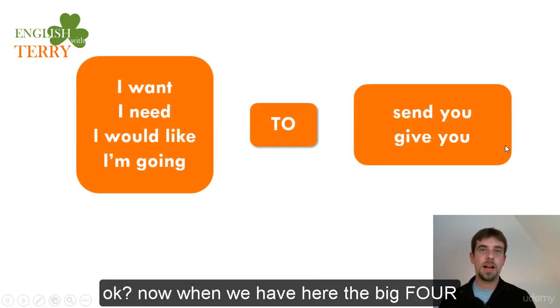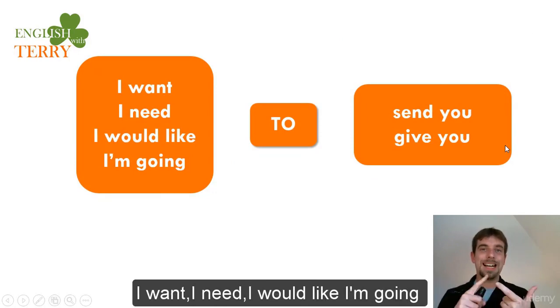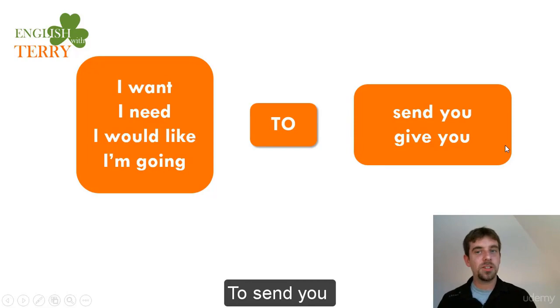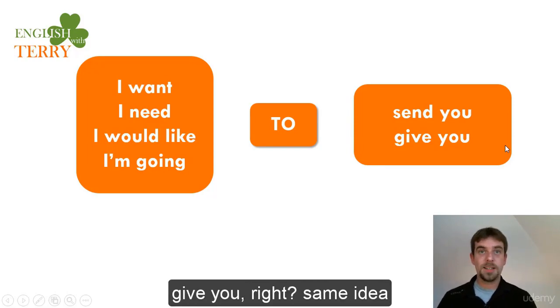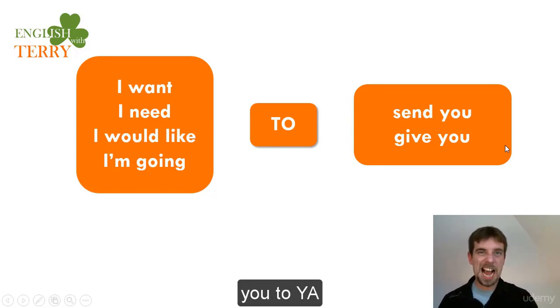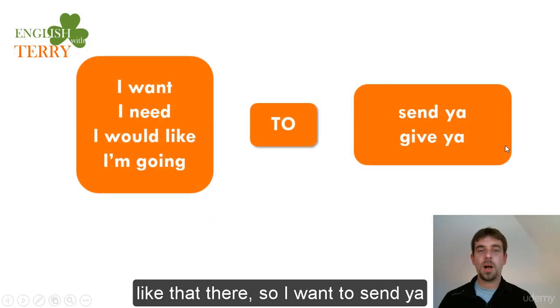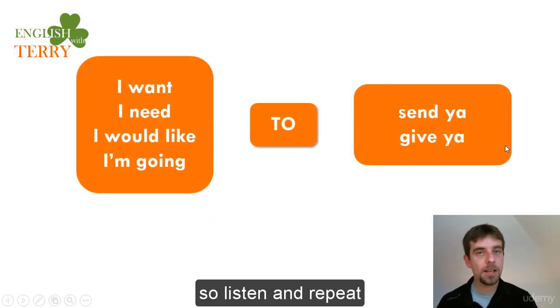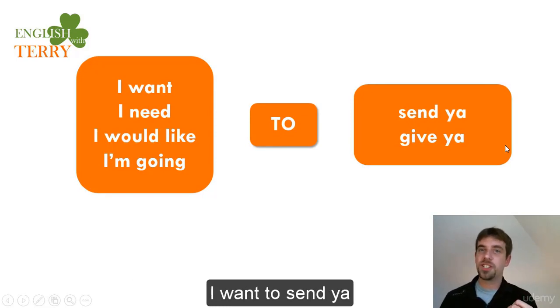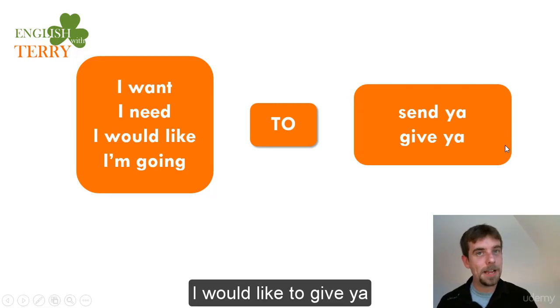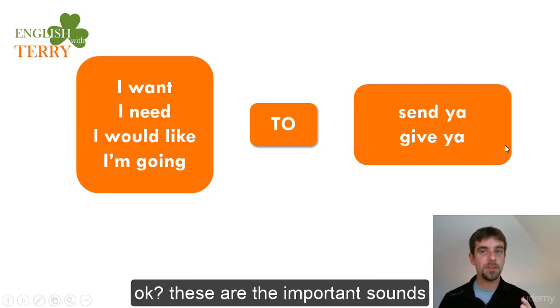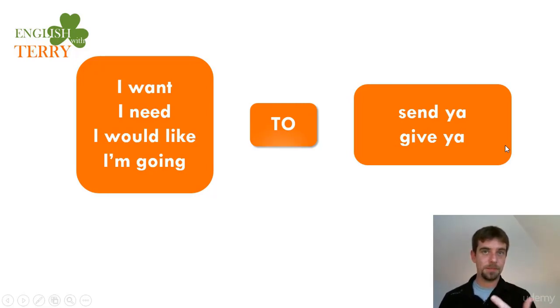Now, when we have here the big four, I want, I need, I would like, I'm going to, send you, give you, right? Same idea of you to ya. So I want to send ya. I want to give ya. So listen and repeat. I want to send ya. I need to give ya. I would like to give ya, okay? These are the important sounds: send ya and give ya.